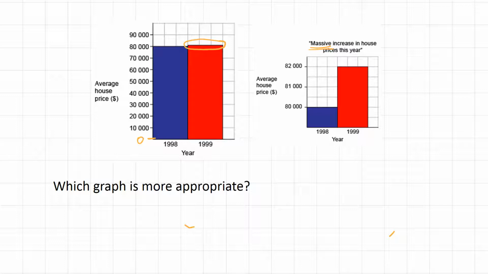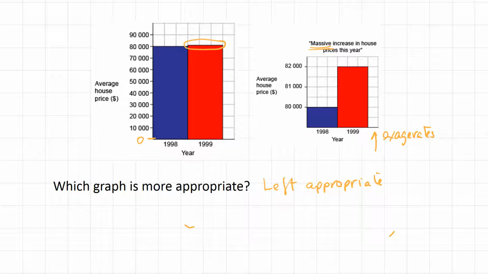So the question is, which graph is more appropriate? Well, if you want a true picture of what's happening, I would say the left one is the most appropriate, because there was a slight increase and we can see it. This exaggerates the increase. And there might be reasons why you want to do that. A real estate agent might do that, to show that the properties in a certain area are climbing dramatically. But they're trying to mislead you by doing that.